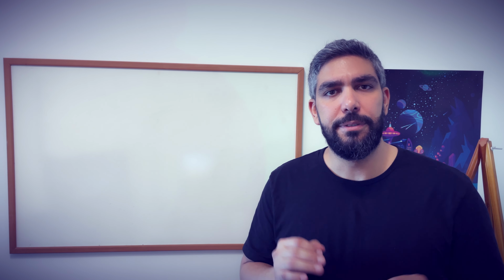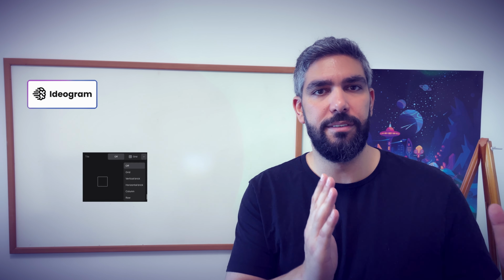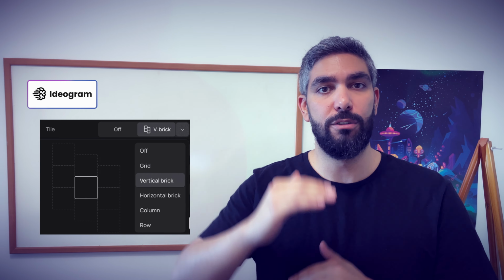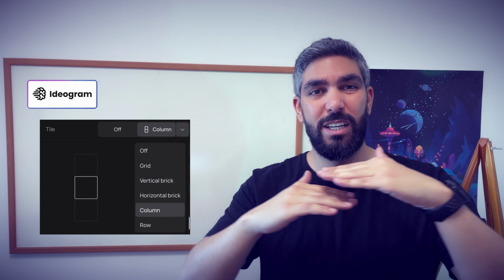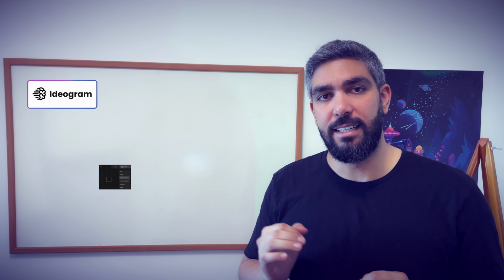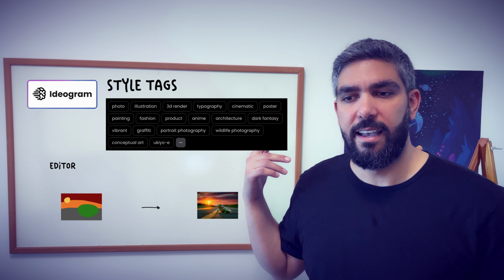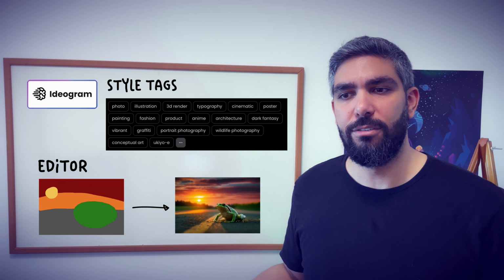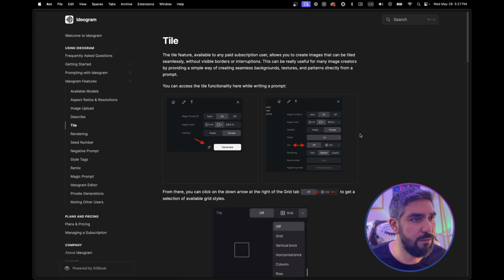And then there's a really unique feature in Ideogram where it allows you to generate images that would tile seamlessly, horizontally or vertically, or in a brick grid or in a regular grid. The way they're doing this is really unique, and I like that. You also have style tags, and you have the editor that they have now in Ideogram. The really cool feature they have here is style, which works differently than other tools.